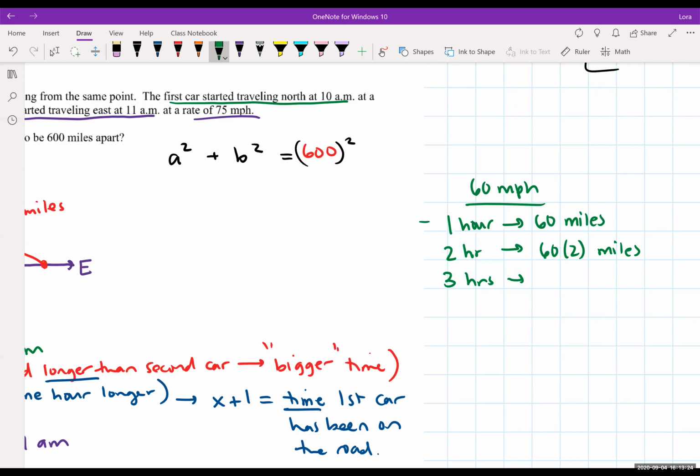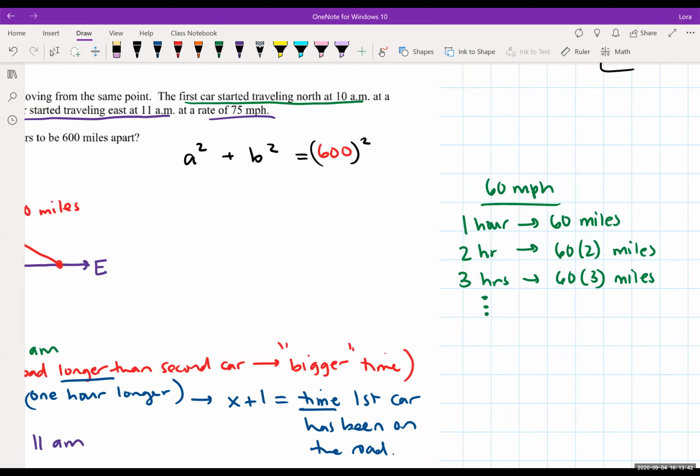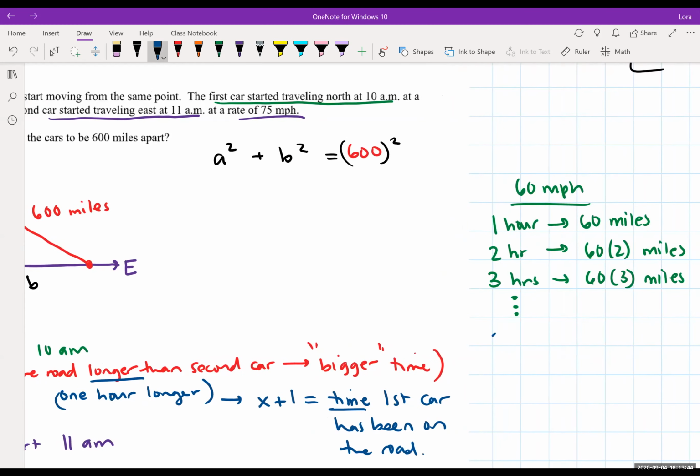60 miles for the first hour, 60 miles for the second hour, 60 miles for the third hour. We have 60 times 3 miles. And if we don't know how long, that's what we call X hours. Or in our case, what was it? X plus 1 hours.